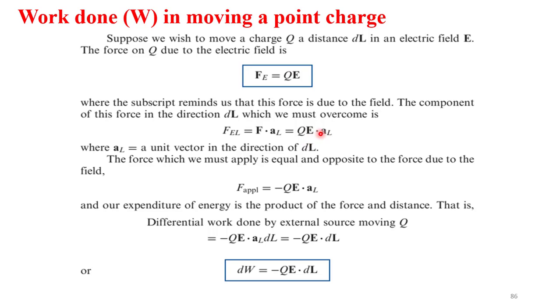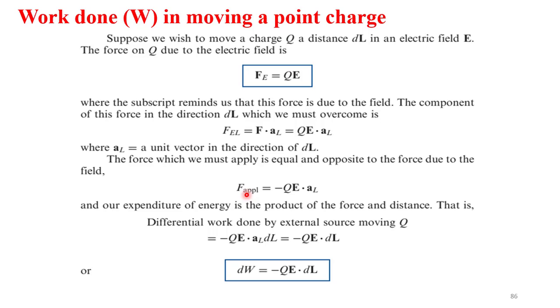Now the force which we must apply should be equal and opposite to the force due to the field. So the applied force is minus Q electric field intensity dot with a_L bar. Here the minus sign is kept because this is the force exerted by an external agent. Therefore our expenditure of energy is the product of force and the distance. So force is given as minus Q into E dot with a_L bar.